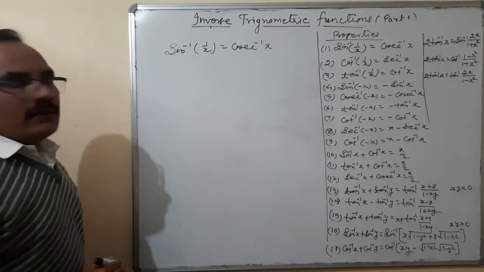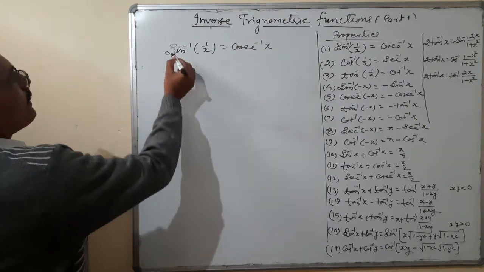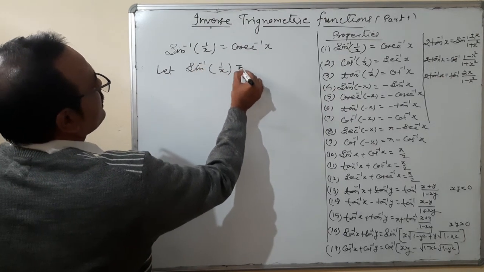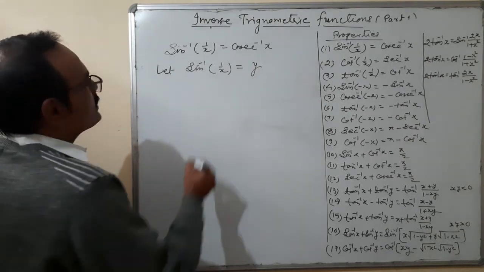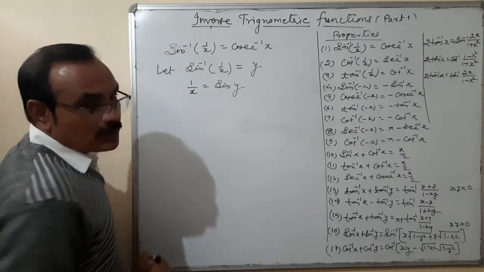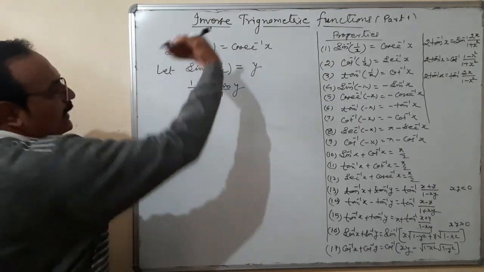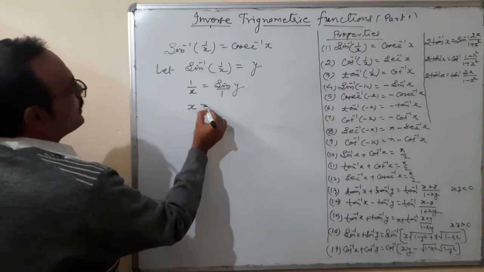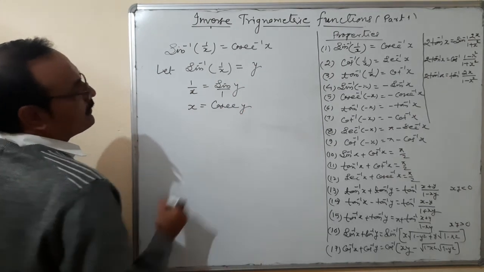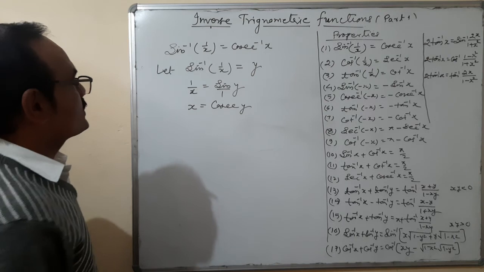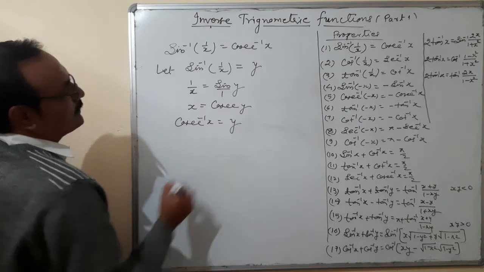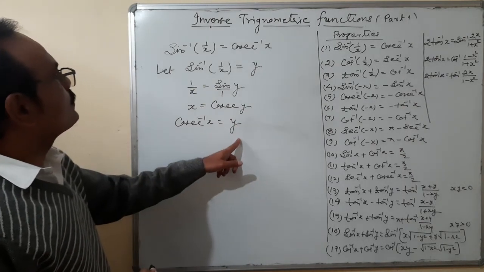Okay. How to verify it? Let sin inverse 1 upon x be equal to y. What does it mean? 1 upon x is equal to sin y. If I reciprocate it, then x is equal to 1 upon sin y. That means it is cosec y. So cosec inverse x is equal to y.